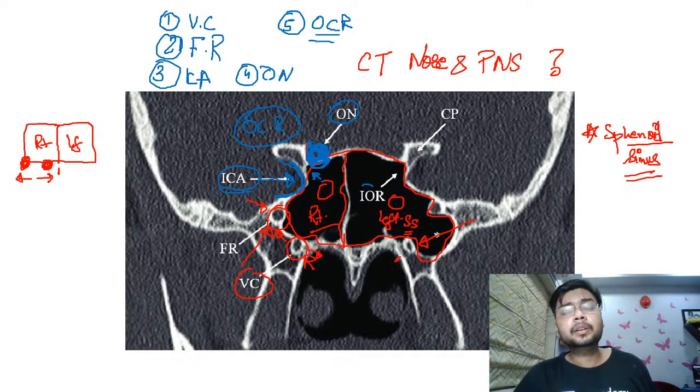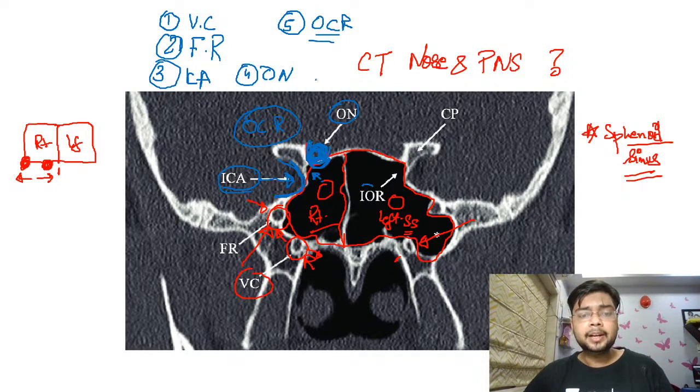So see how important this CT image was. And some bony structures that you can see are the pterygoid plates. So this is your medial pterygoid plate, this is your lateral pterygoid plate.